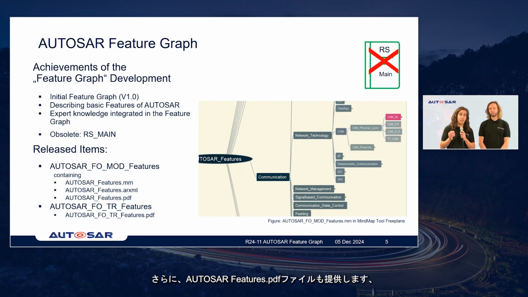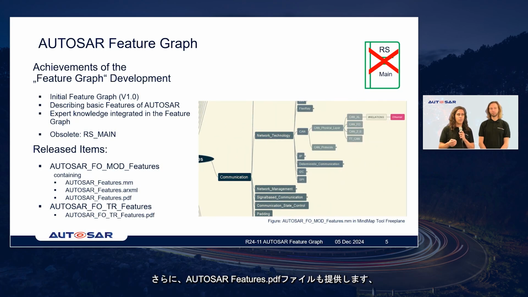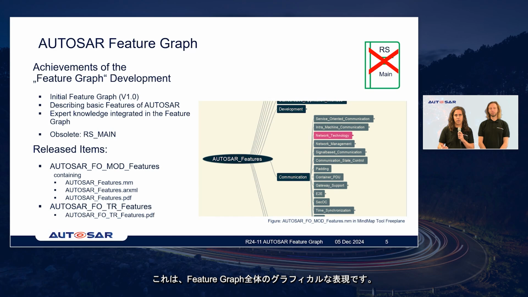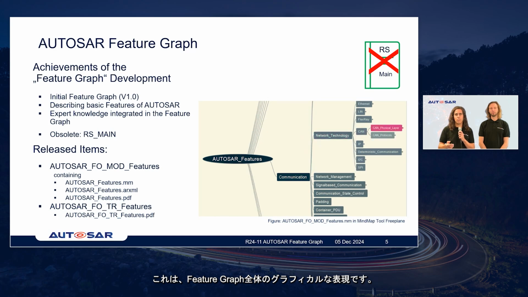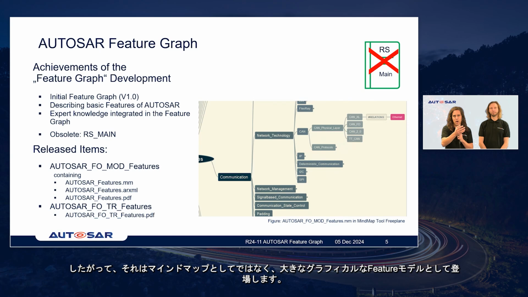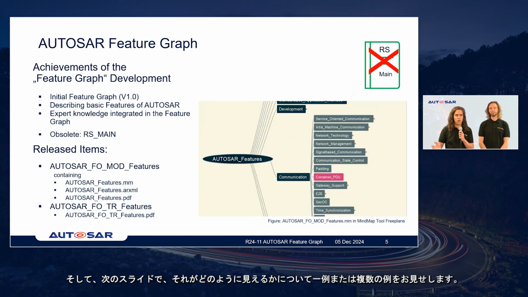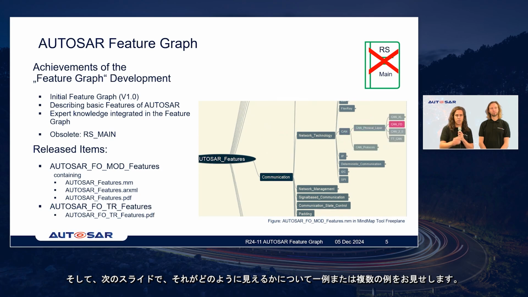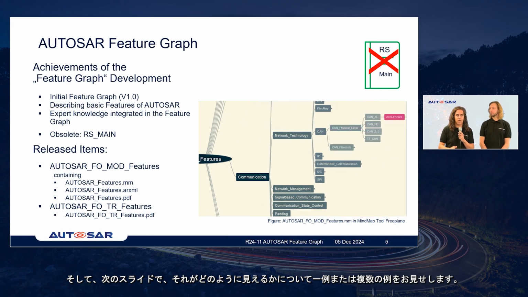Additionally, we also provide you with the AutoSAR features PDF file, which is a graphical representation of the entire feature graph. It does not come as a mind map, but as a big graphical feature model, and you will see an example, or multiple examples, on the next slides of how that looks.